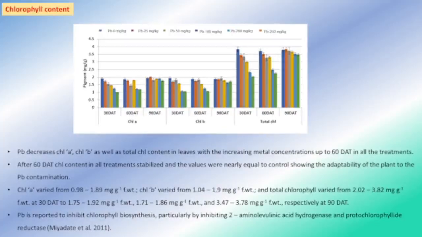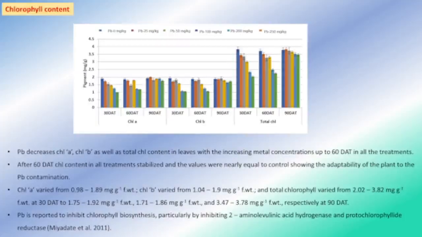Chlorophyll is an important parameter used by scientists to study the growth of the plant. Lead and other heavy metals are reported to inhibit chlorophyll biosynthesis in the plant. In our study, we saw that an increase in the lead concentration decreases chlorophyll A, chlorophyll B, as well as total chlorophyll in leaves with the increasing metal concentration up to 60 days after treatment in all treatments.